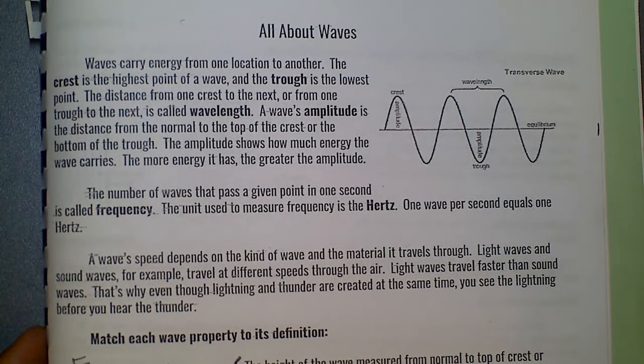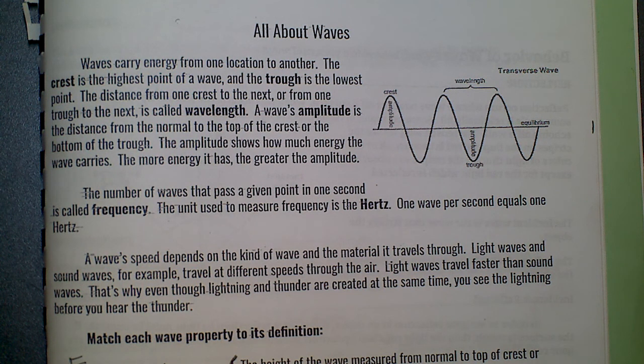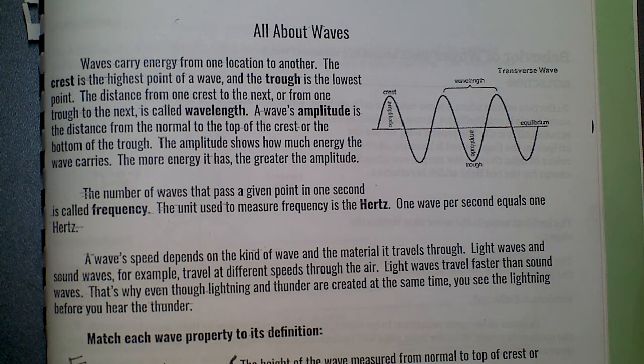Finally, we can read this short paragraph that helps give us some context into waves. Waves carry energy from one location to another. The crest is the highest point of a wave, and the trough is the lowest point. The distance from one crest to the next, or from one trough to the next, is called a wavelength. A wave's amplitude is the distance from the normal to the top of the crest, or the bottom of the trough. The amplitude shows how much energy the wave carries. The more energy it has, the greater the amplitude.